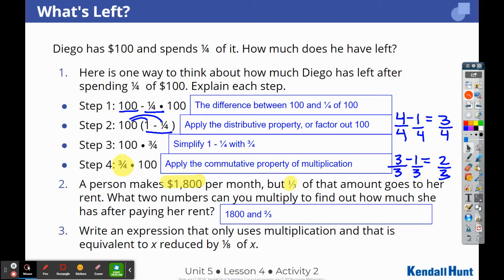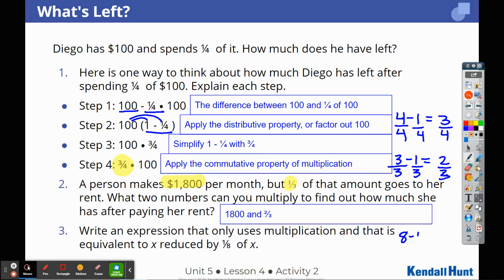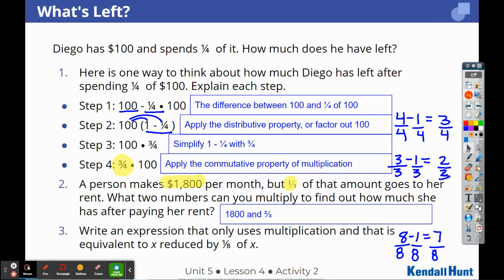Next, write an expression that only uses multiplication and that is equivalent to x reduced by 1/8 of x. So here we're going to do the same thing. Our part to whole is 1 to 8. So I have 8 minus 1 gives me 7. So 8/8 minus 1/8 equals 7/8. So instead of multiplying by 1/8, I'm going to multiply by 7/8 times whatever value of x we're looking for.